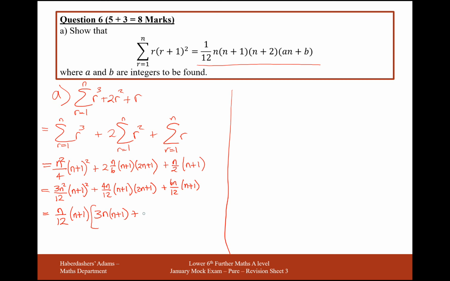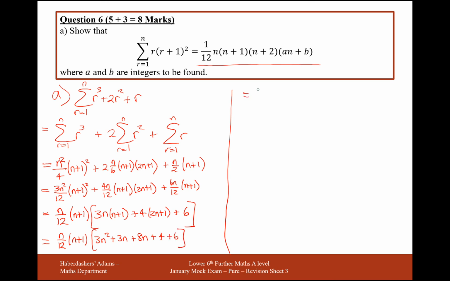Okay, factorising the second bit, we need a 4. We've got the n plus 1, so it's just 2n plus 1. And for the third bit here, we need a 6. We have the n, we have the divide by 12, and we also have the n plus 1. So that's all we need for that bit there. Okay, so now expanding the bracket of what we have here, we're going to get 3n squared plus 3n plus 8n plus 4 plus 6.